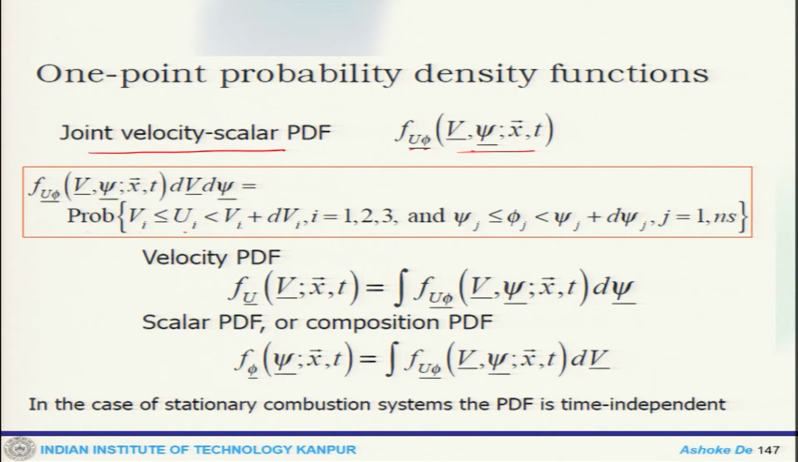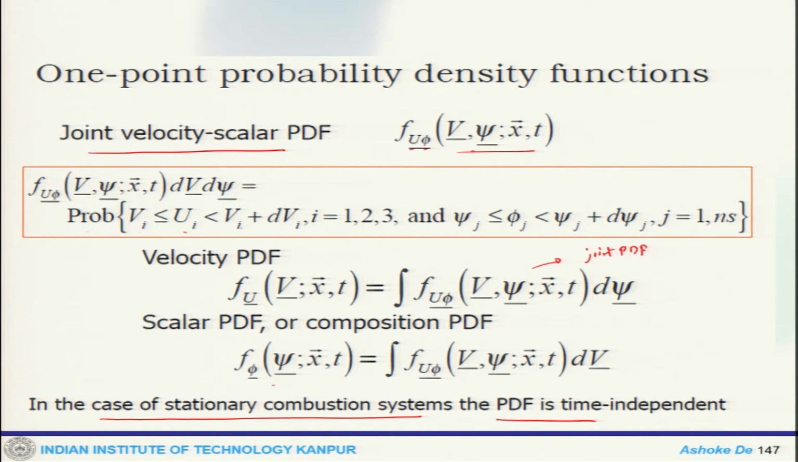Now, we can get back the pure velocity PDF. If we integrate this over the sample space, we will get back the joint PDF, from which we can get back the velocity PDF, and this is the joint PDF. If we integrate over velocity space, we can get the scalar or composition PDF. And as we mentioned earlier, in the case of a stationary combustion system, the PDF is time independent.